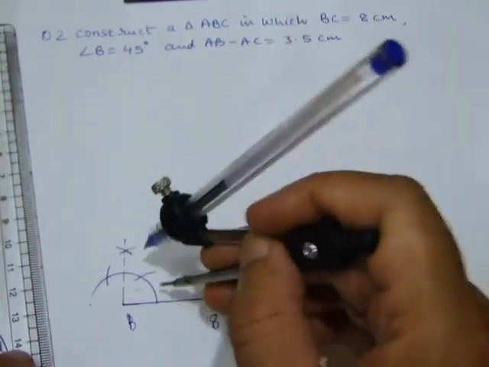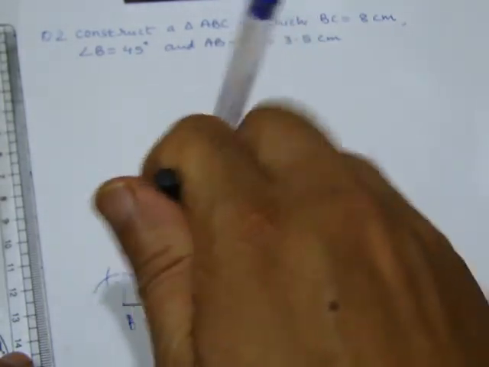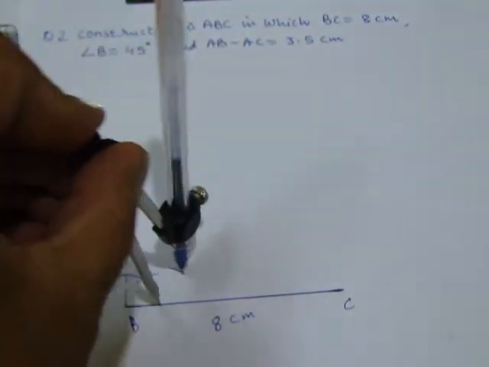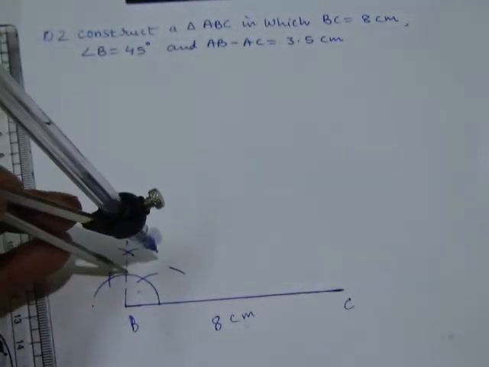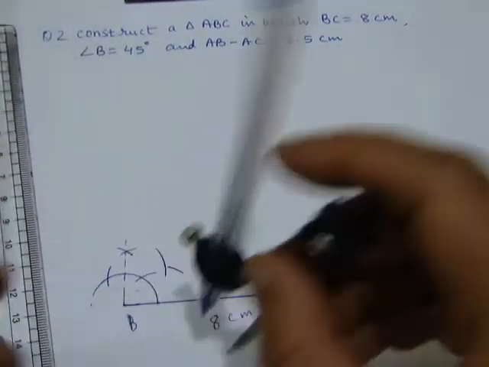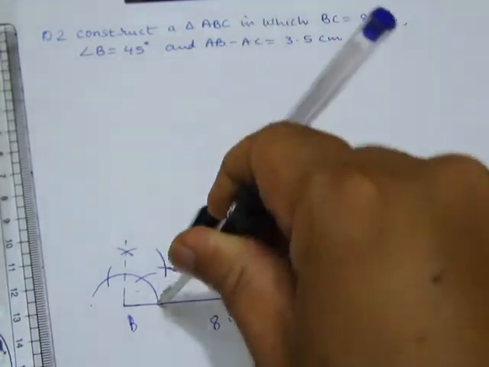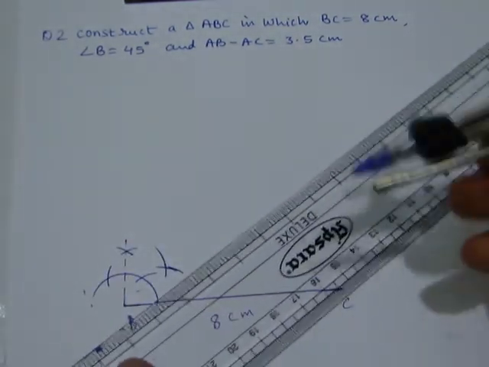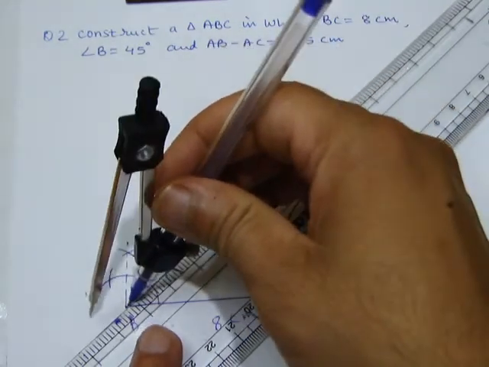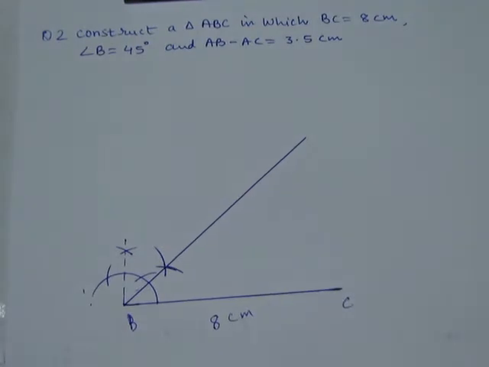Now we'll bisect this 90 degree angle. So we'll put our compass at this point and draw an arc. Similarly, we will put our compass at this point. Basically we want to bisect the angle of 90 degrees, so we will get 45 degree. Now we will join it with this center and extend it further. This is the 45 degree angle.